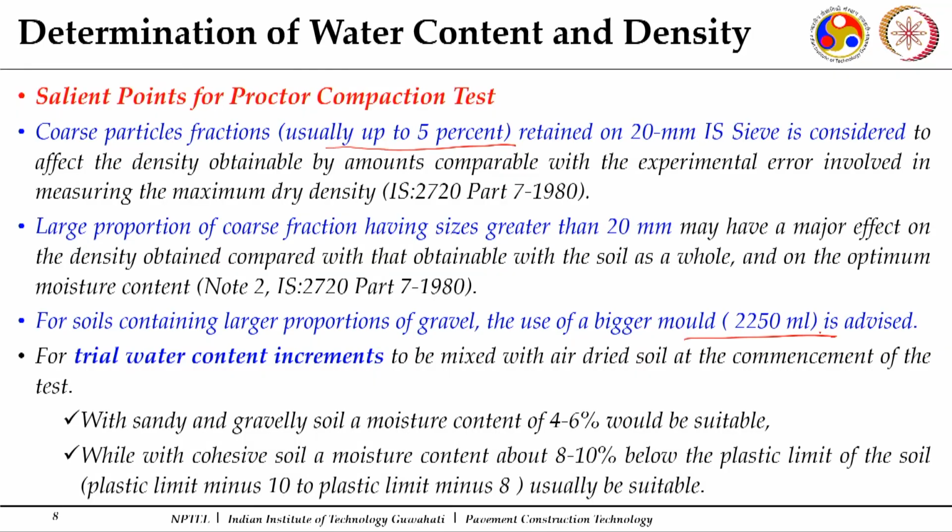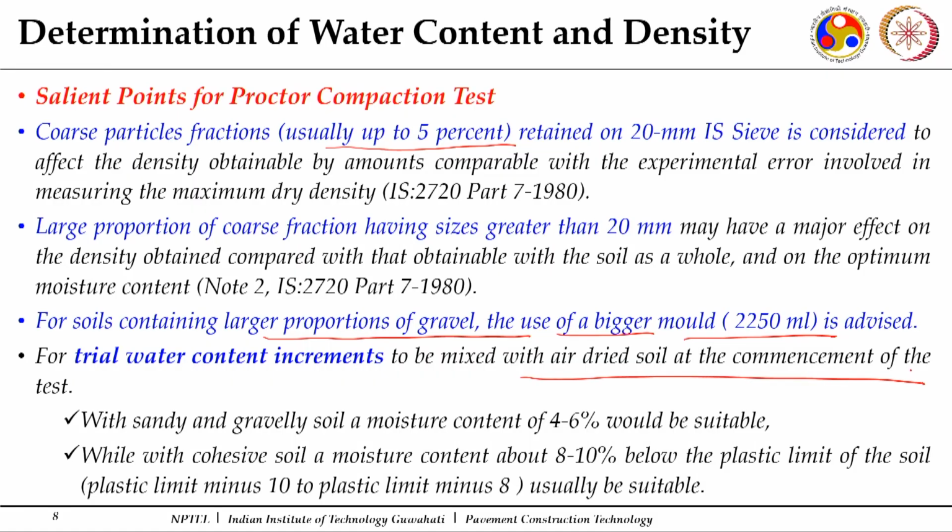So, we will prefer to use molds of 2250 in that case. For soils containing larger proportions of gravel, the use of a bigger mold is advised. Along with it, you need to know one important thing: at what content you have to start, and finally what increments you have to give in that case.